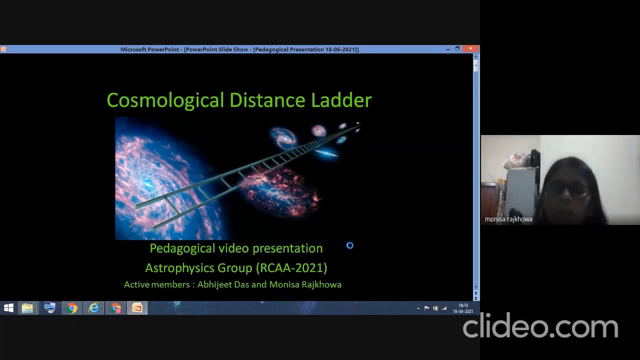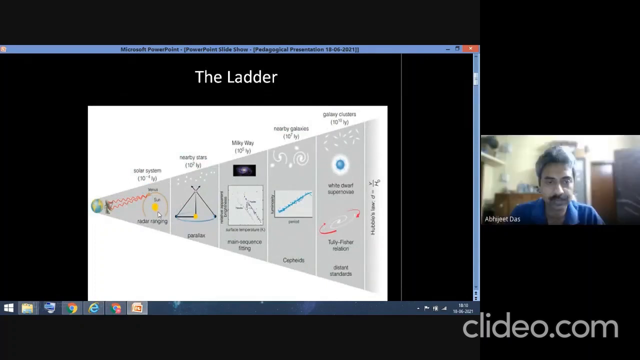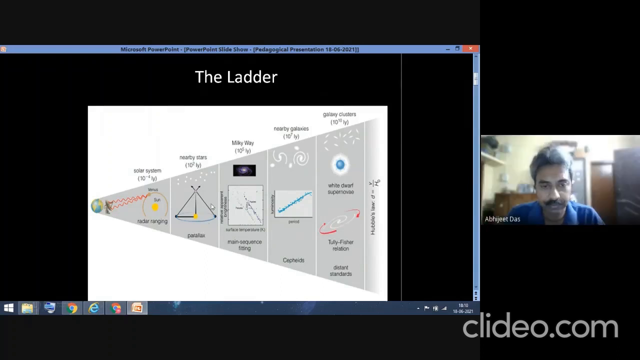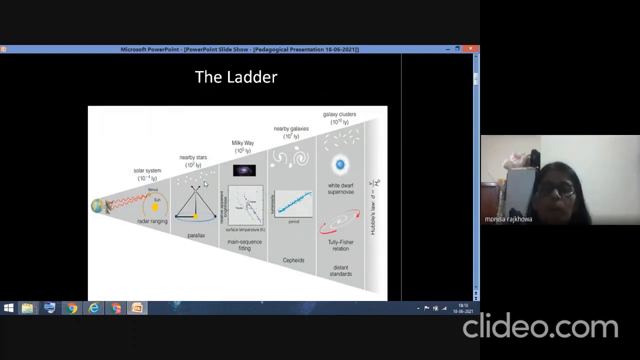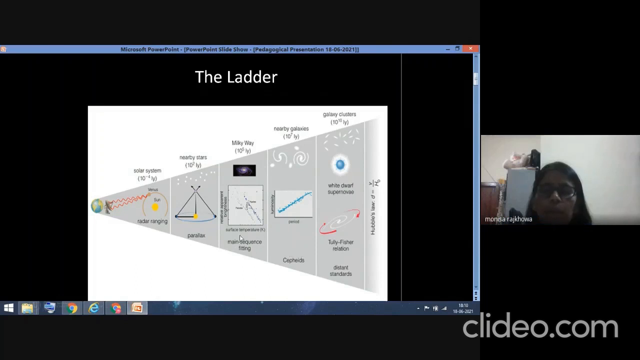So this is the cosmological ladder consisting of different rungs. First rung enables us to measure distance up to the solar system. The second rung, which uses parallax, enables us to measure distance of nearby stars, and subsequently all the other rungs will give us methods of measurement of more and more distant stars, galaxies, galaxy clusters, etc.